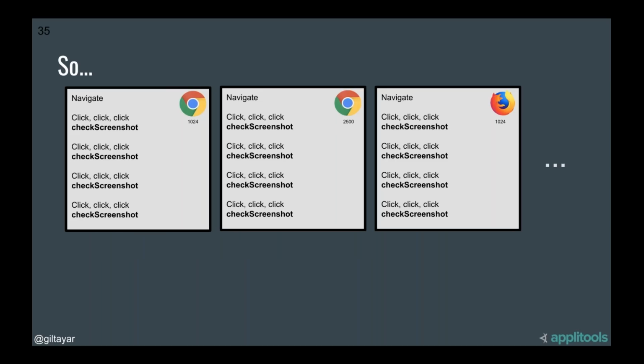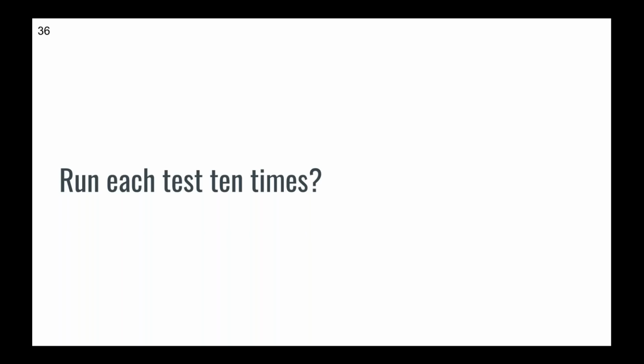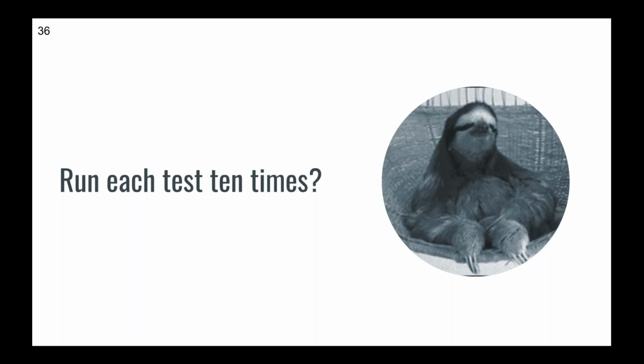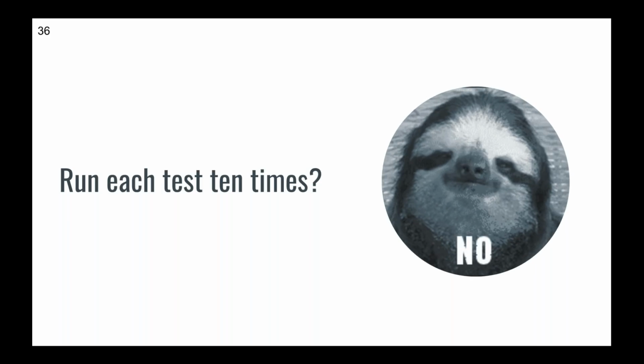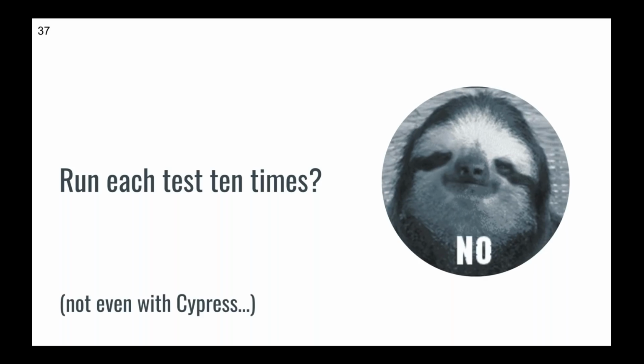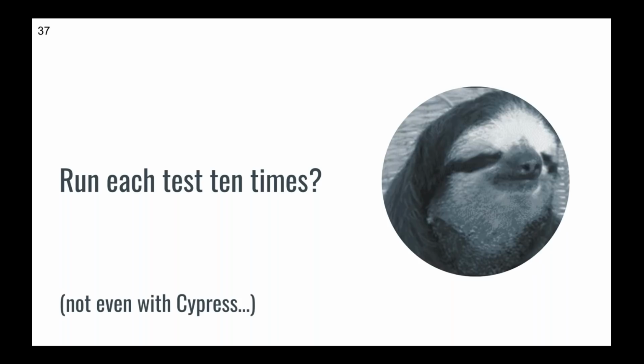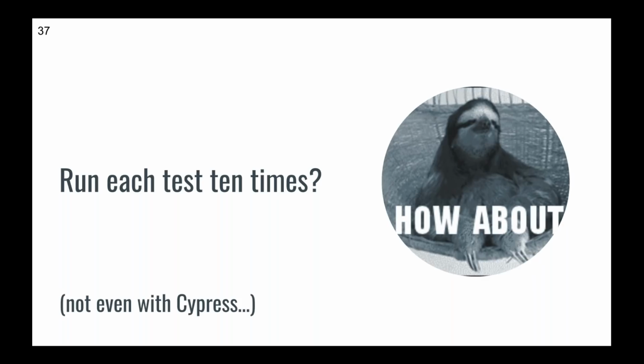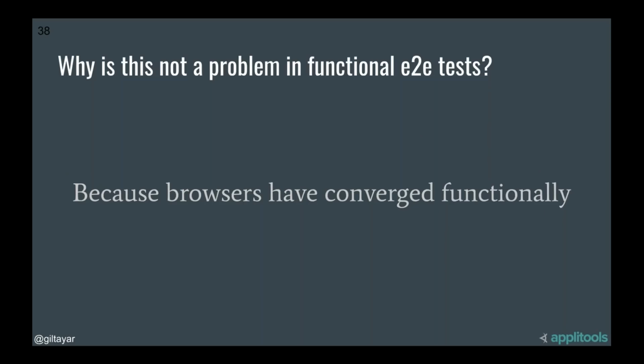So theoretically, what we need to do is run the test once on Chrome at 1024, run it once on Chrome at 2500, run the test on Firefox, on Safari, on IE. That's running each test 10 times for 10 browser versions, and the answer is no. We can't really, because that will make our tests run really slow. Even with Cypress, Cypress is wicked fast, but try and run it 10 times, then you get a big problem.